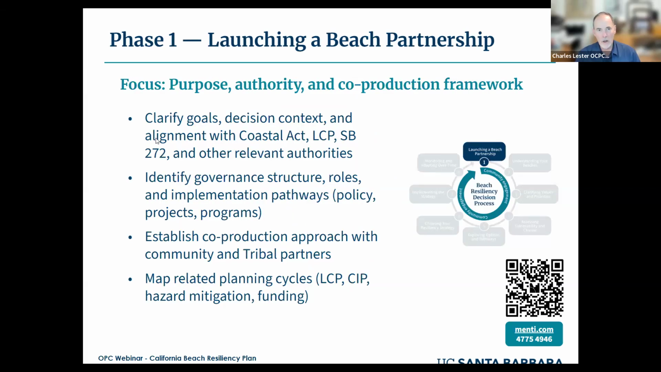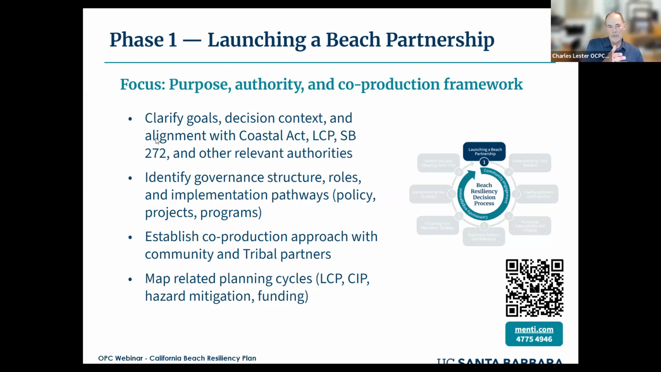Phase one, we're calling launching a beach partnership. And you might think about this as what would you do if you were at a city, for example, and you wanted to bring this effort forward to your council. This is when you're framing out, well, why are we doing this? What's the purpose of this project? What are the authorities we're trying to speak to? And most importantly, who do we need to work with in order to create this framework of resilience planning? And so this idea of co-producing a plan or a strategy with your community is really critical.